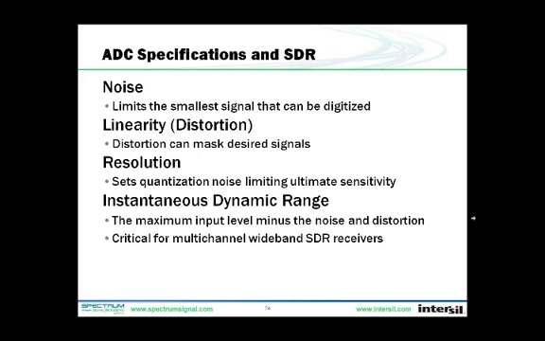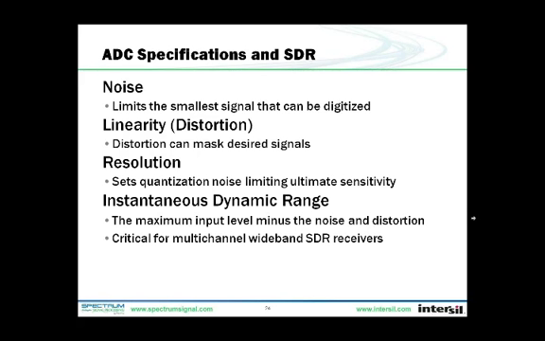Dynamic range is critical for a wideband SDR receiver. In an SDR, you often want to digitize a wider bandwidth rather than, say, in legacy receivers where you might digitize only 25 kilohertz in VHF and UHF radios. With a wider bandwidth, there's a higher probability that you may have a strong interfering signal in band along with your desired signal.